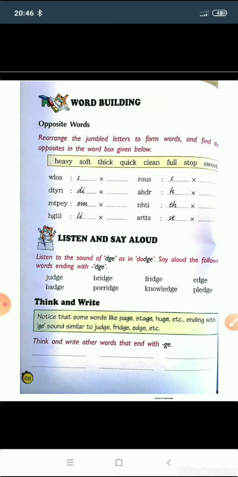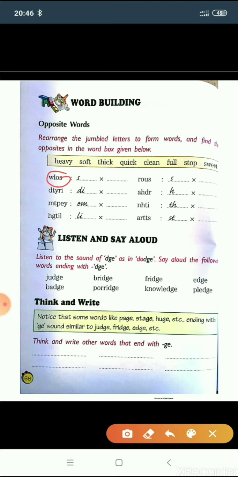Is it clear? First you have to rearrange the jumbled words, form the correct word, and then find out its opposite from the box. So let's do the first one. And see, children, a hint is also given. The word should start with S. So the word will be slow. S-L-O-W, slow. And what is the opposite of slow? Opposite of slow is quick. Q-U-I-C-K, quick.